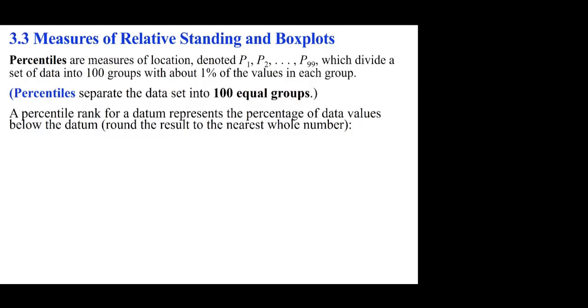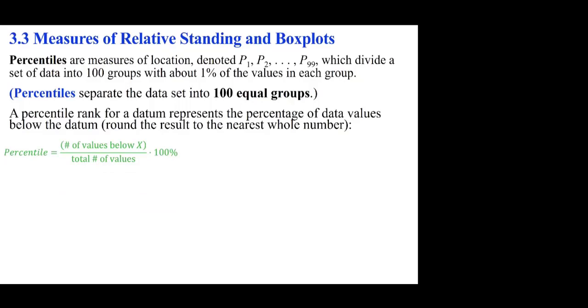into 100 groups with about 1% of the values in each group. Percentiles separate the data set into 100 equal groups. A percentile rank for a datum represents the percentage of data values below the datum. Round the result to the nearest whole number. Here's how the percentile works. Number of values below X divided by the total number of values. Now that 100% just changes it to percentage.